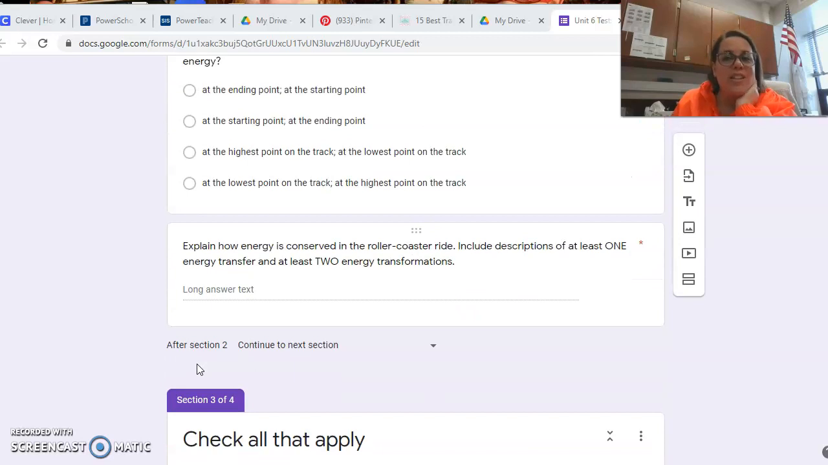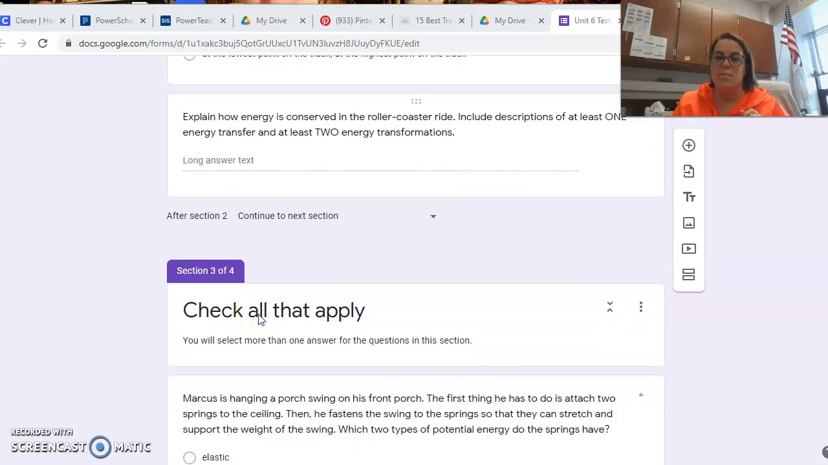Your next question is a long answer text, meaning you're going to have to write out a paragraph. A couple of sentences is going to be appropriate here. Make sure you're using punctuation and correct grammar and capitalization. Explain how energy is conserved in the roller coaster ride, including descriptions of at least one energy transfer and at least 2 energy transformations. So remember, you have that law of conservation. You have to put that in there. And energy transfers, okay, it starts at this and it transforms to this. Okay, so you need 2 transformations and a transfer. So take your time, pause me.